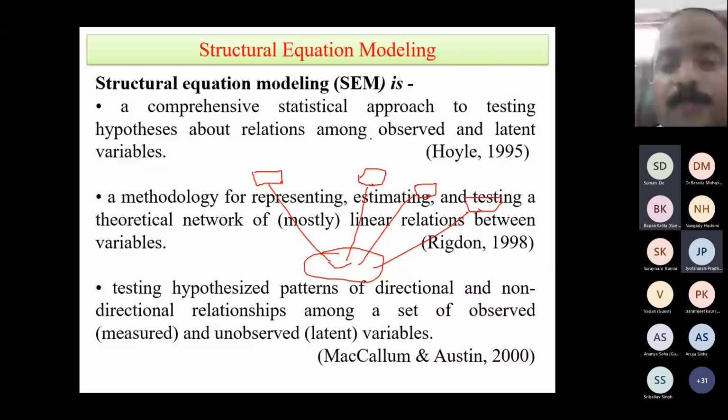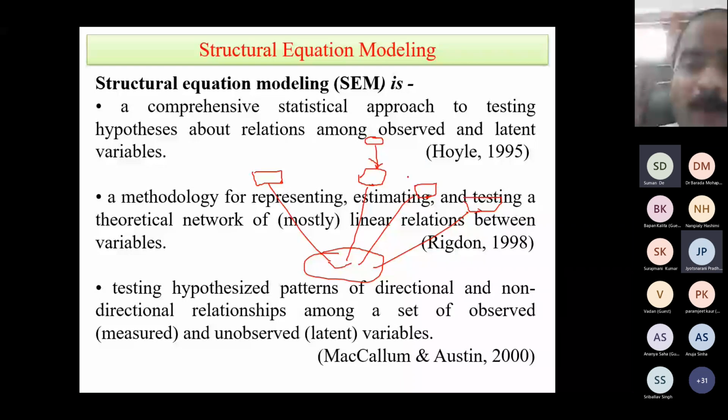There is an error term attached in AMOS, which is not seen in the case of PLS-SEM. Partial least square based SEM, which you do in another software called Smart PLS, does not have this error term. In PLS-SEM this error term does not appear. But in AMOS SEM, that is covariance based SEM, this error term is a must.